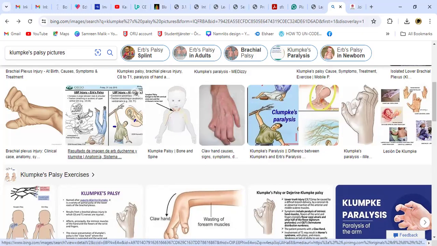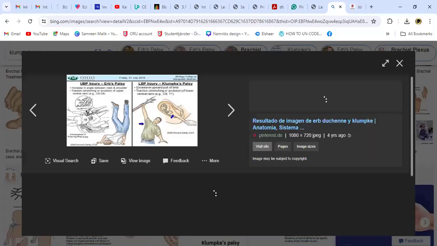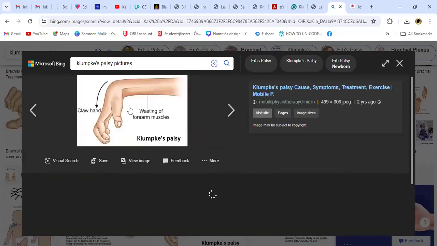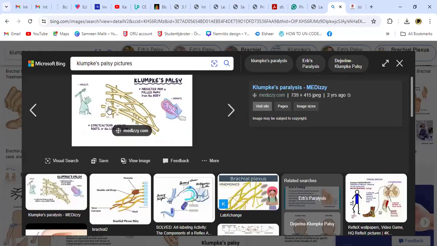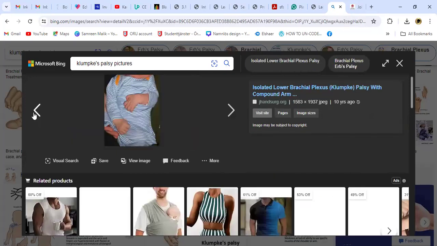So these are the differences. You can maybe look at this image here. I wonder if I can enlarge it. This is the Klumpke's. Also, you could see the infant's abducted arm is pulled away from the body. When the baby is being pulled out, or when there is a breech delivery, there's a chance of the lower trunk of the brachial plexus getting injured.